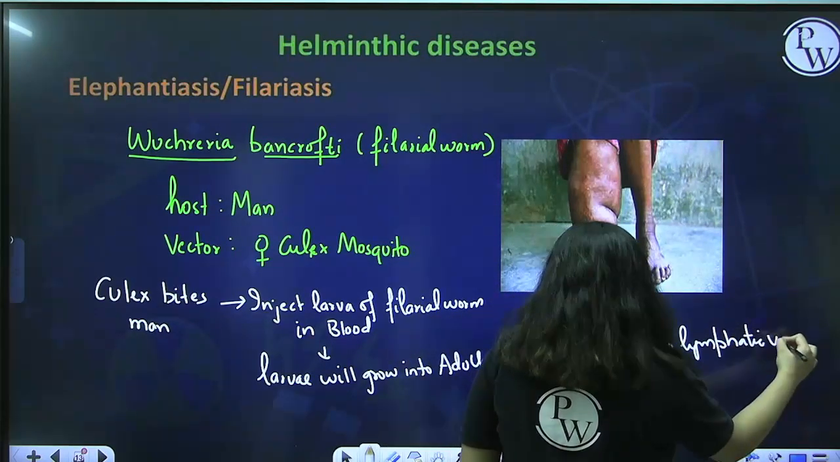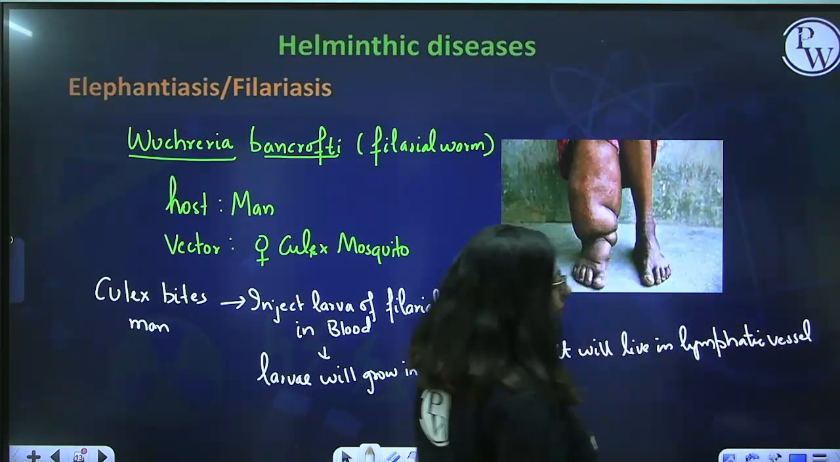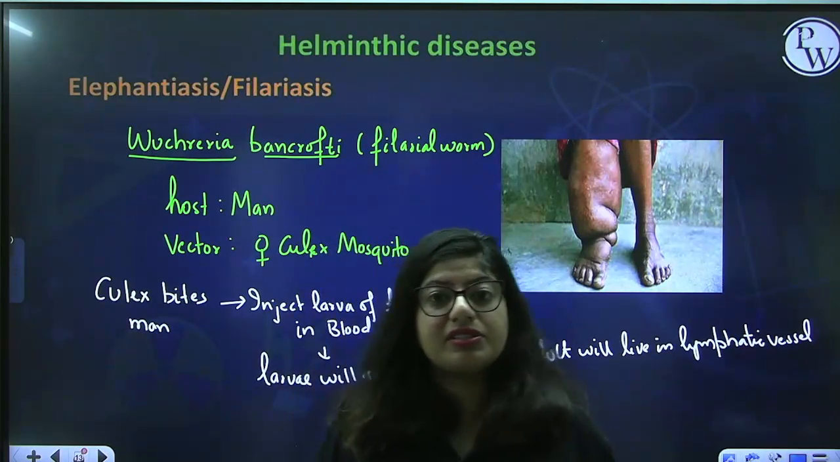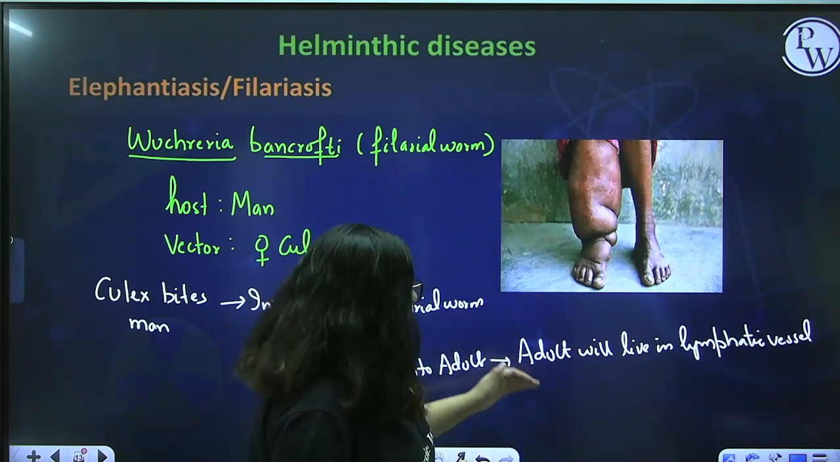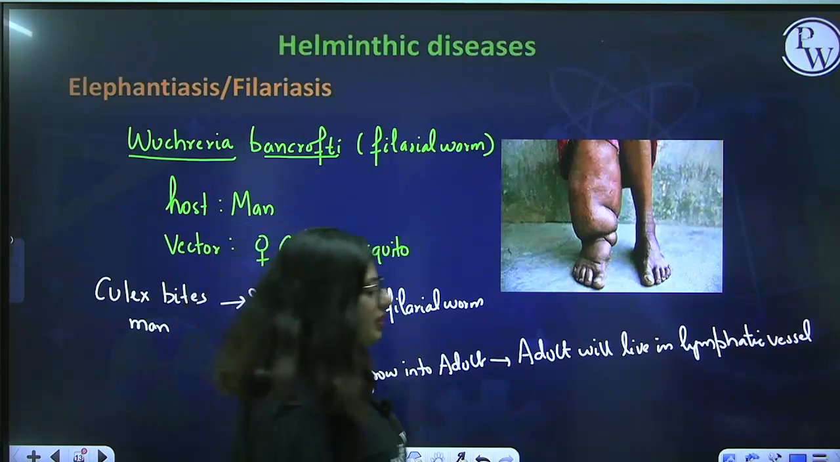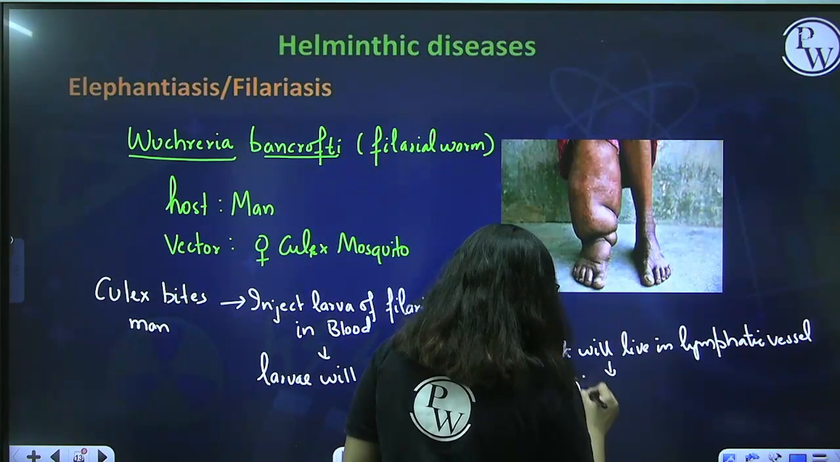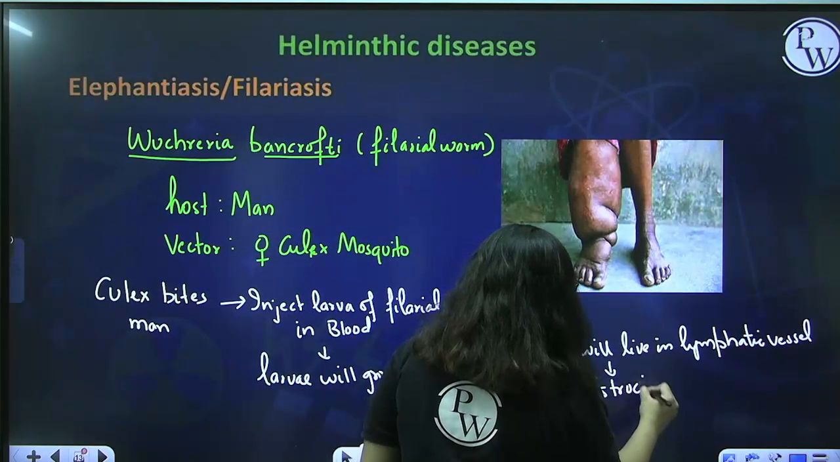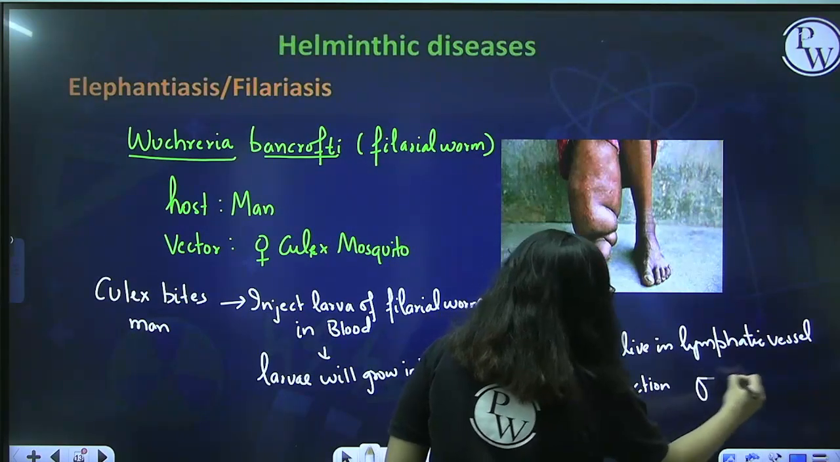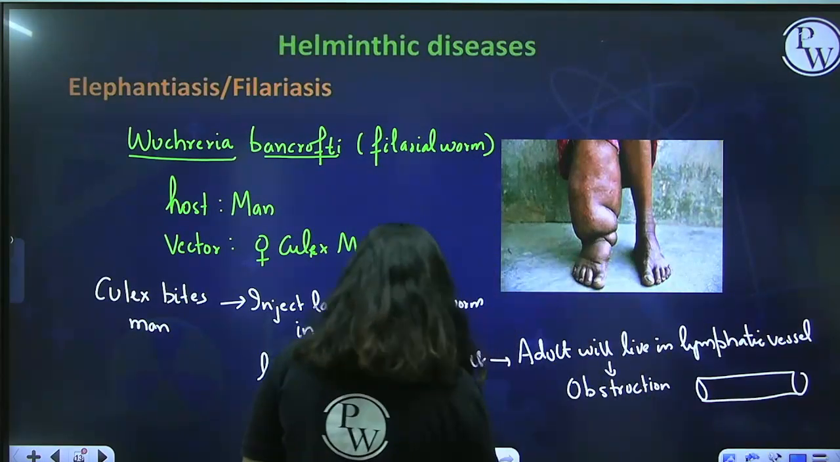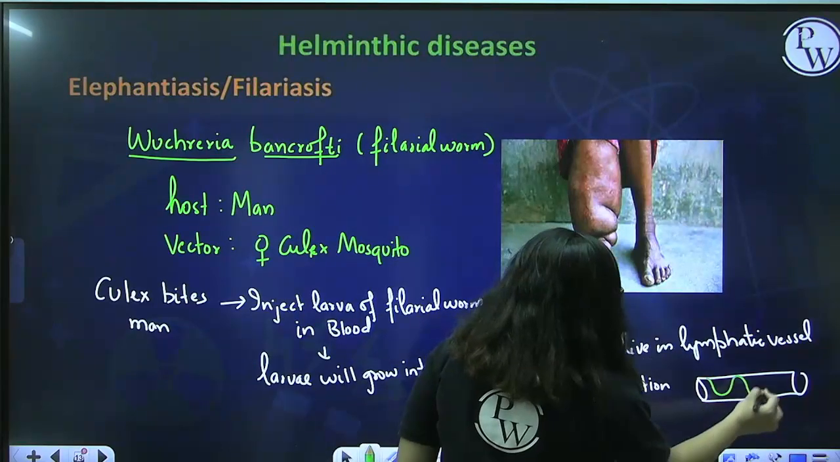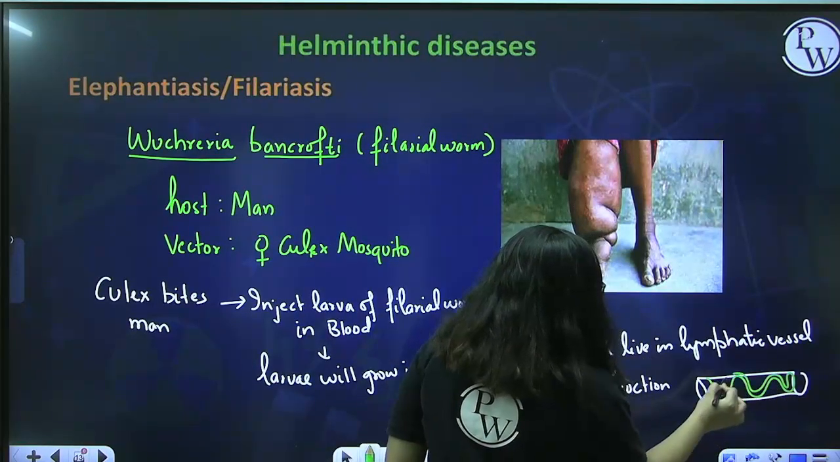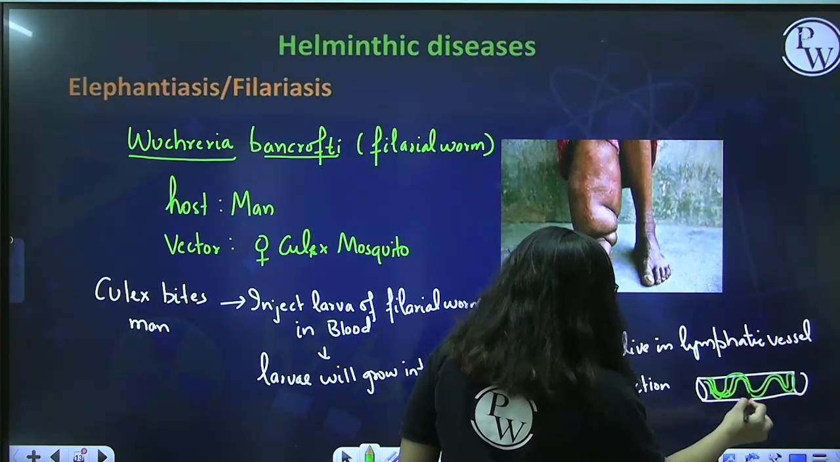So lymphatic vessels are very narrow vessels in comparison to blood vessels like arteries, which are big vessels. Since the larva is present in the lymphatic vessel, it will cause obstruction in the vessel. For example, this is a lymphatic vessel, and now the filarial worm is living here like this. As a result, it is causing the obstruction.